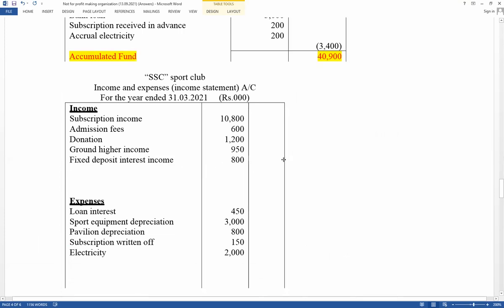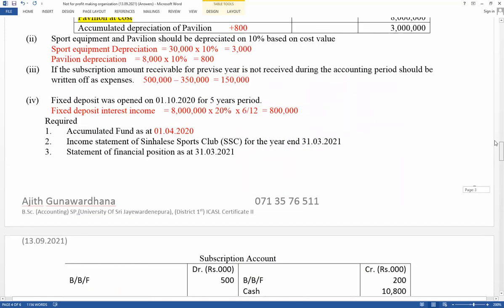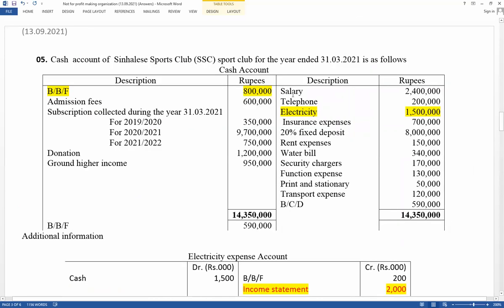Right now, cash account credit side, other information. See the cash account credit side. It has given salary, telephone expense. Those should be included in the income statement. All the expenses in the income statement now. Salary it has given, telephone expense, as well as insurance, rent expense, water bill, security charges, and function expense, print and stationery. All the expense should be included under expense.